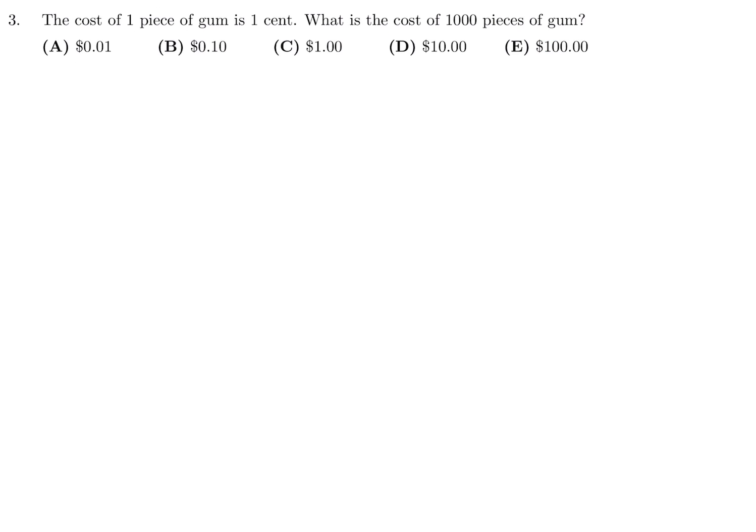The cost of 1 piece of gum is 1 cent. What is the cost of 1,000 pieces of gum? Well, 1,000 cents. But 1,000 cents is not an answer. They've converted everything to dollars. So to convert cents to dollars, you have to divide by 100, and that would give you $10. So number 3, the answer is D.